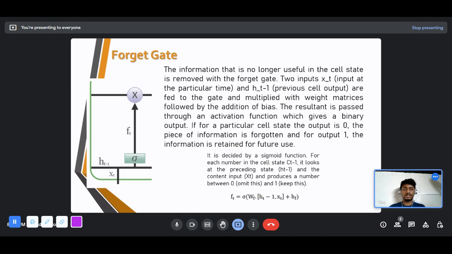There we have two inputs, xt and ht-1, which is the previous cell output, and the resultant is passed through an activation function which gives a binary output. If for a particular cell state the output is 0, the piece of information is forgotten, and for output 1 the information is retained for further use. Here we can see we have been given a formula which shows the same as told.